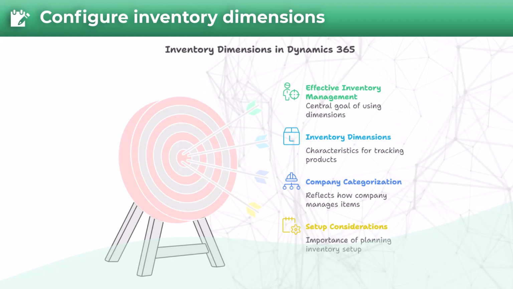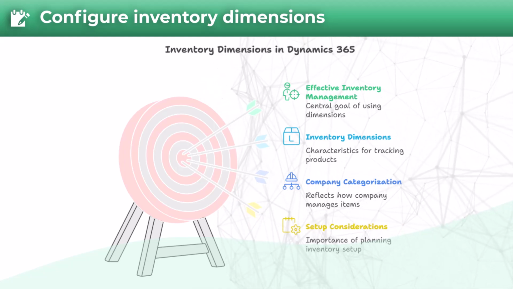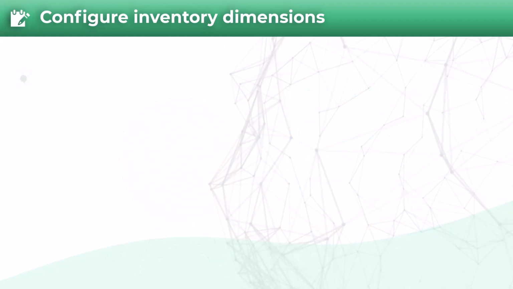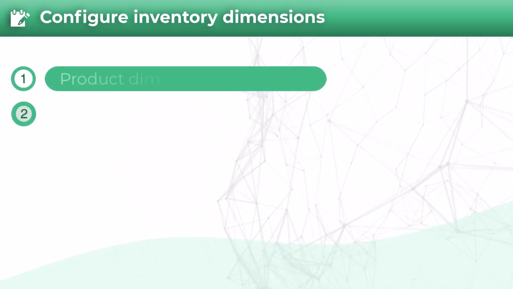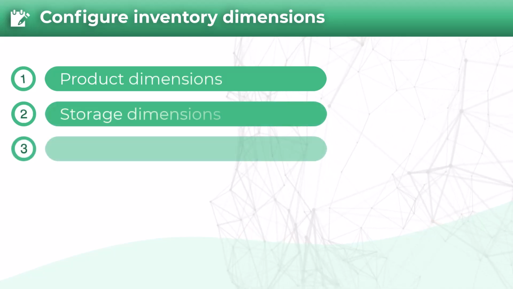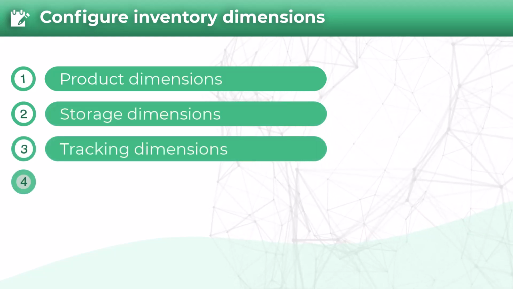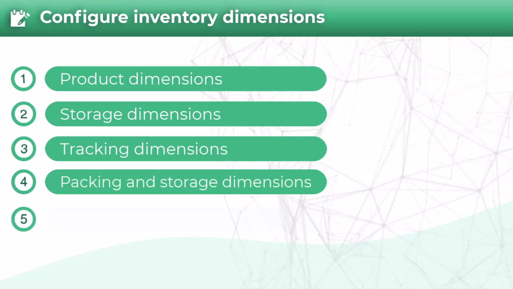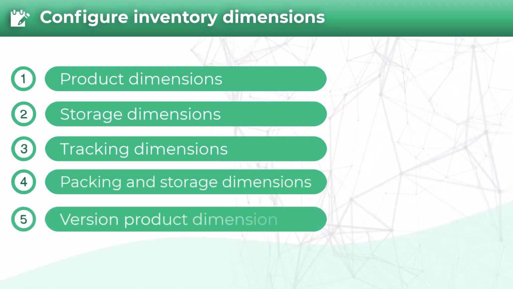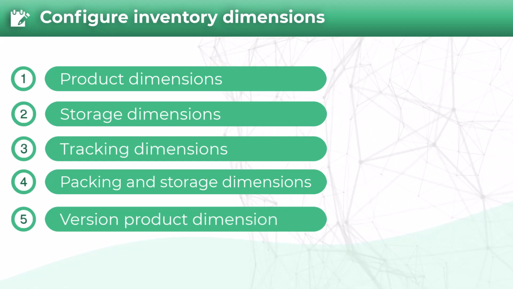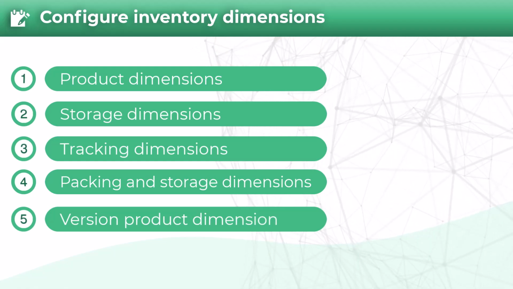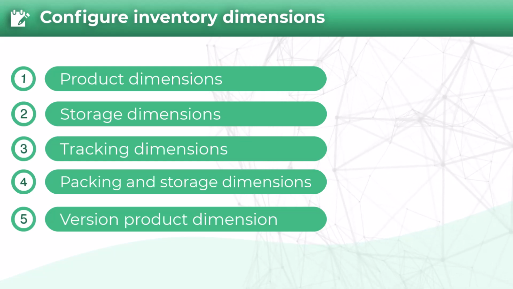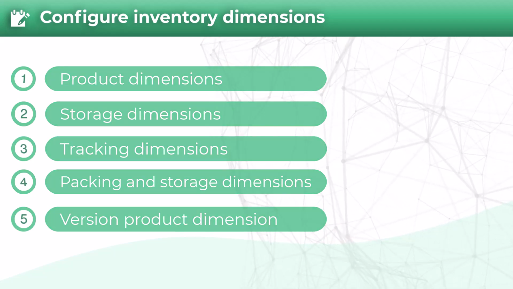In this video, we'll discuss the categories of inventory dimensions. There are several categories like product dimensions, storage dimensions, tracking dimensions, packing and storage dimensions, and version product dimensions, and at the end we'll conclude our discussion. Okay, so let me start with the first category, that is the product dimension.